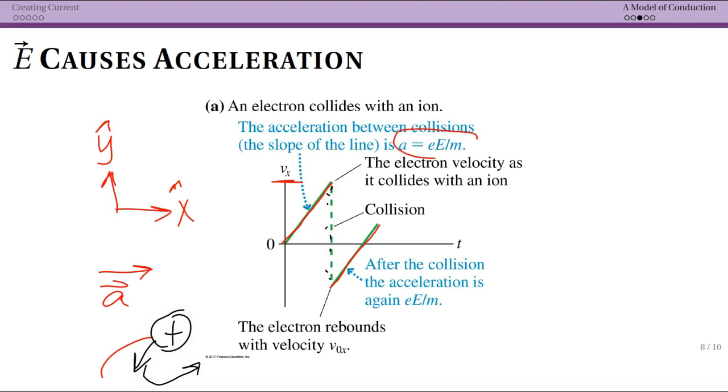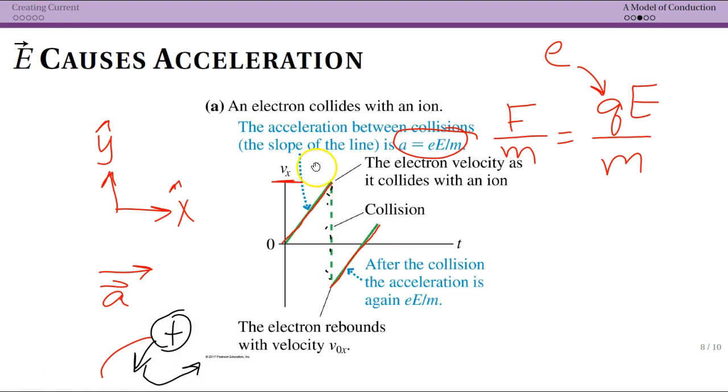And again, where is this acceleration coming from? Well, this is just F over m, where F is equal to QE, so the acceleration is QE over m, and Q in this case is the electron charge. So we are going to get this little sawtooth plot that's basically straight lines in Vx broken by places where there has been a collision.